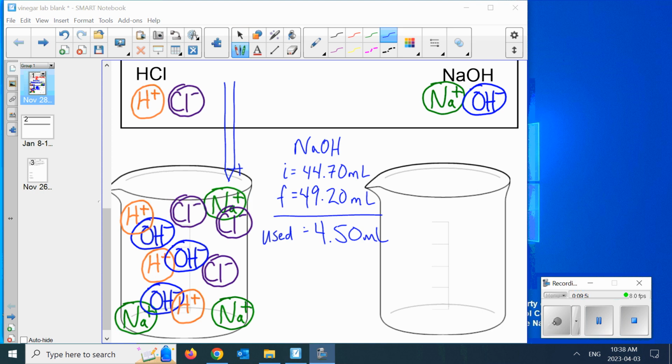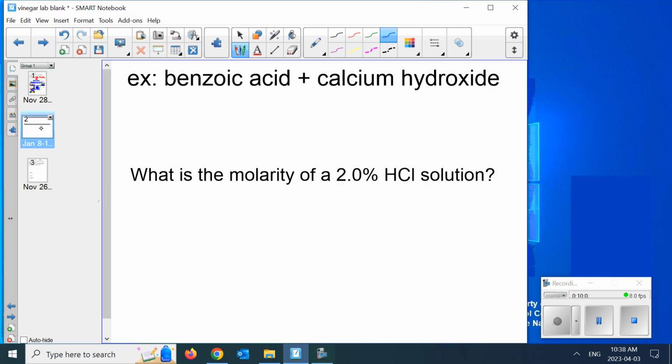Now, the other thing that's new to you is, I'll give you a benzoic acid calcium hydroxide. But what does that 5% mean in the vinegar? And we're going to use a 2%. So I'll give you this reaction. Benzoic acid, C6H5.